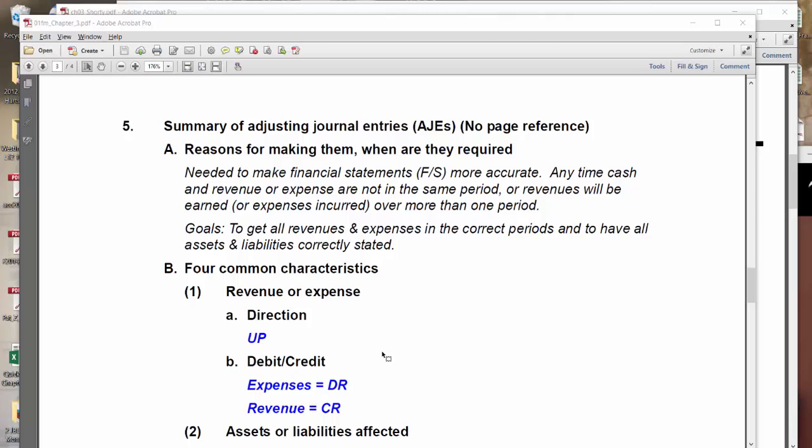So 4 things they have in common. Number 1, they're dealing either with revenue or expense, and the revenue or the expense, whichever it is, is getting bigger.